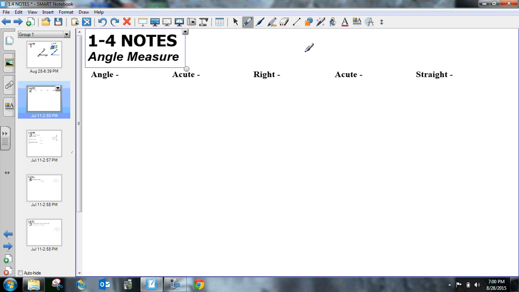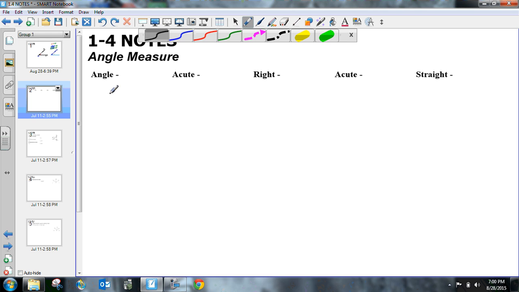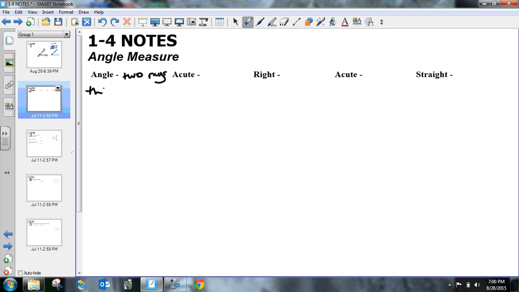Okay, so let's just talk here real quick. An angle is 2 rays that share a common endpoint. And I also want to say here that these are measured in degrees. Okay. There is another way to measure angles, but we will talk about that later.